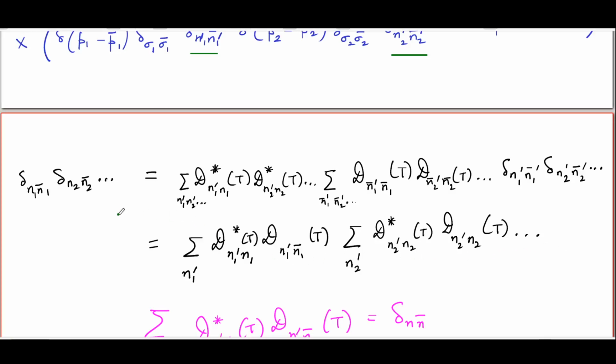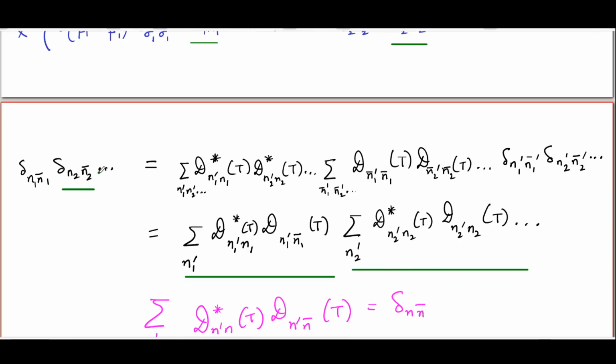Now, once again, on the left hand side, there's only one factor which depends on n1 and n1 bar. And on the right hand side, the only term which depends on n1 and n1 bar is this one. All the others are independent of n1 and n1 bar. And a similar statement can be made about n2 n2 bar. The only term which depends on n2 n2 bar is this one. On the right hand side, this is the only term which depends on n2 n2 bar. So each of them must be individually equal. That is, this term has to be equal to this delta. This sum must be equal to this delta and so on.